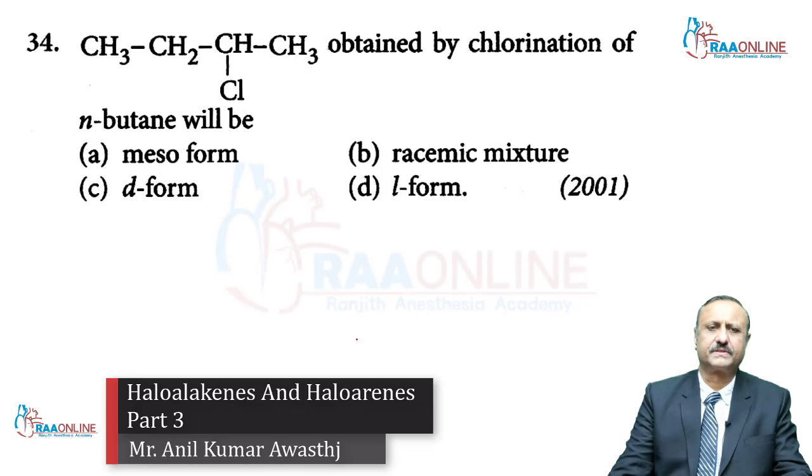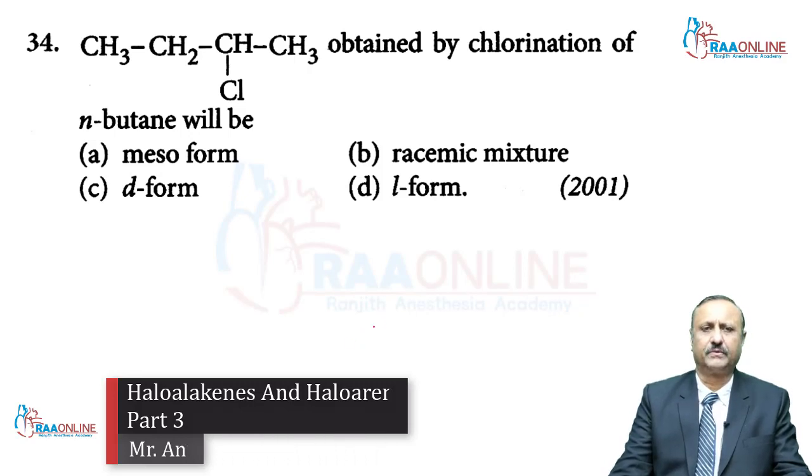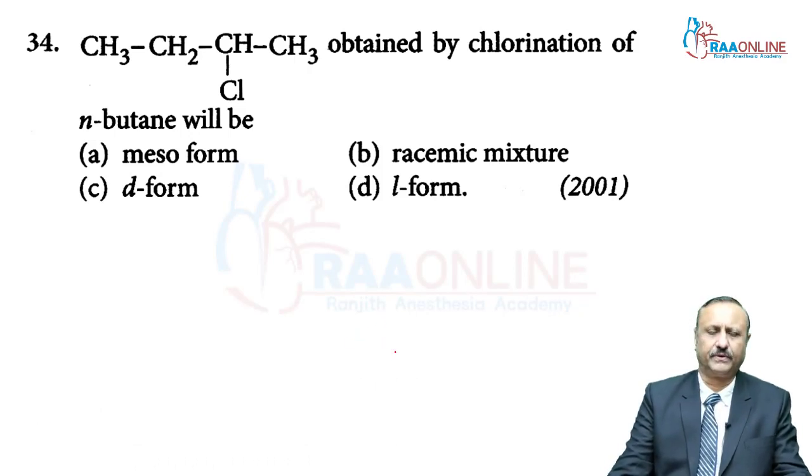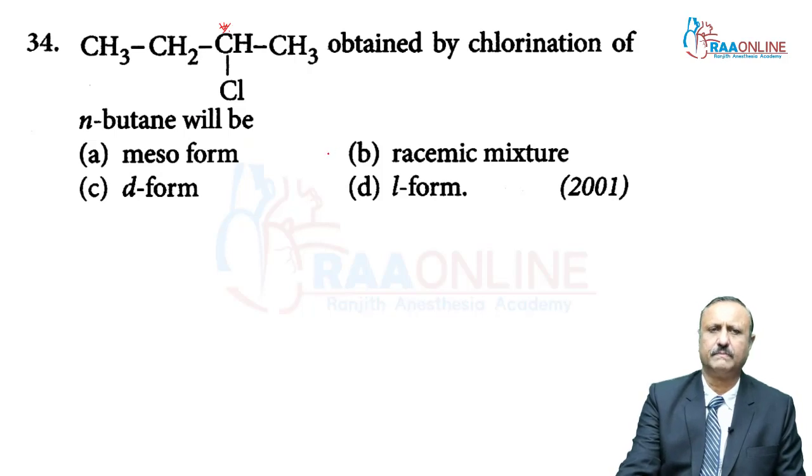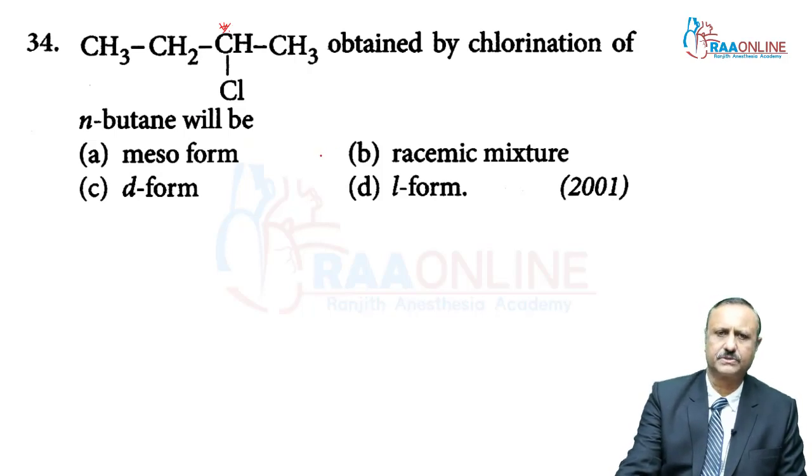Now my dear students, we can go to question number 34. CH3CH2CHClCH3 obtained by chlorination of normal butane will be which of the compound? Chlorination of normal butane gives this compound, and this compound is a meso form or a racemic mixture, or a D form or L form. Here, my dear students, you can get only one carbon atom.